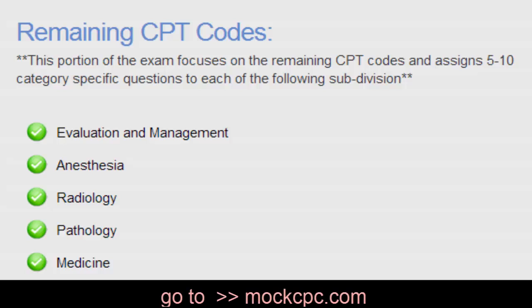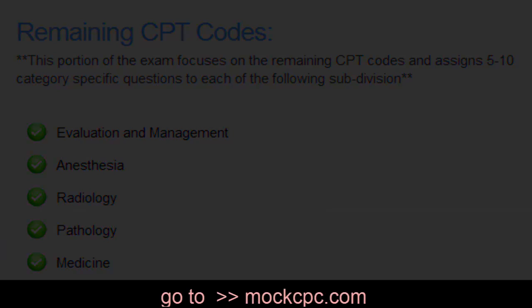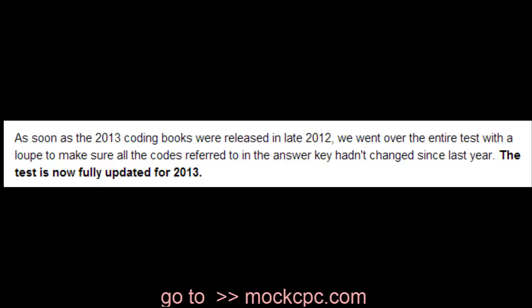The remaining CPT codes. This portion of the exam focuses on the remaining CPT codes and assigns 5 to 10 category-specific questions to each of the following subdivisions: evaluation and management, anesthesia, radiology, pathology, medicine. As soon as the 2013 coding books were released in late 2012, we went over the entire test with a loupe to make sure all the codes referred to in the answer key hadn't changed since last year. The test is now fully updated for 2013.